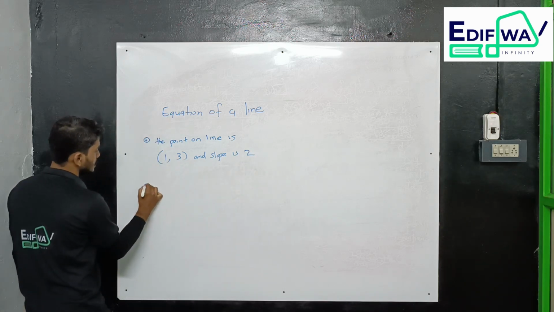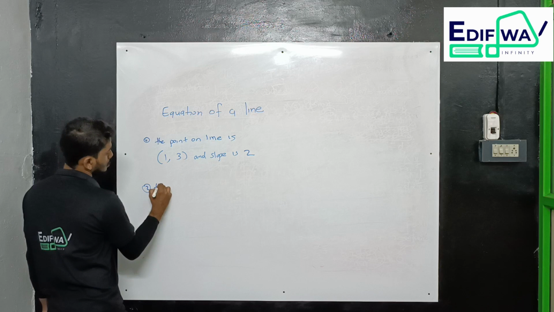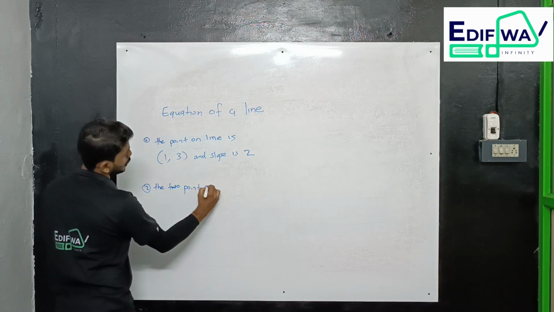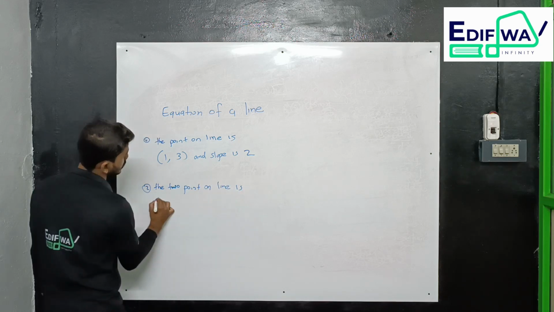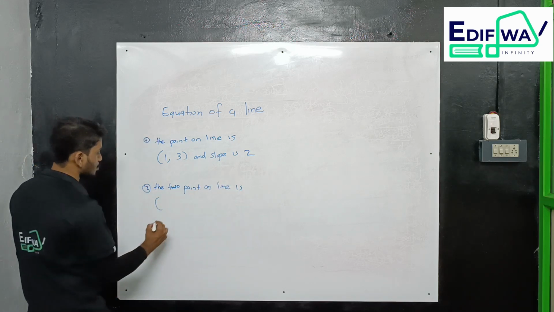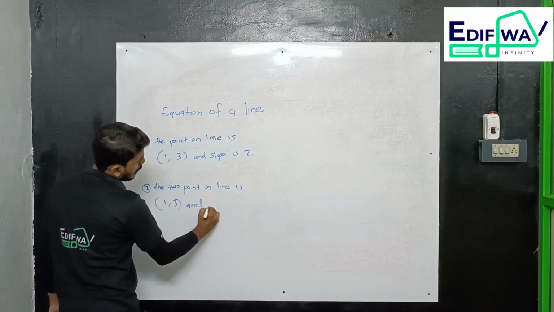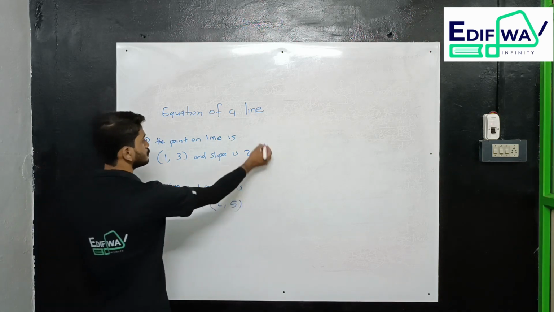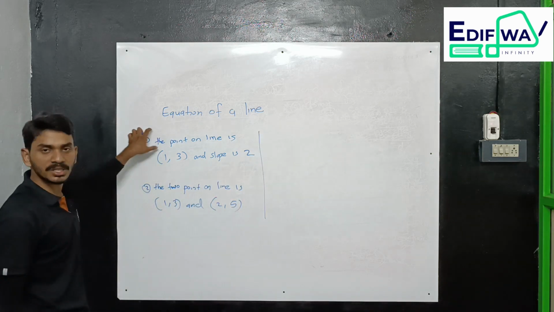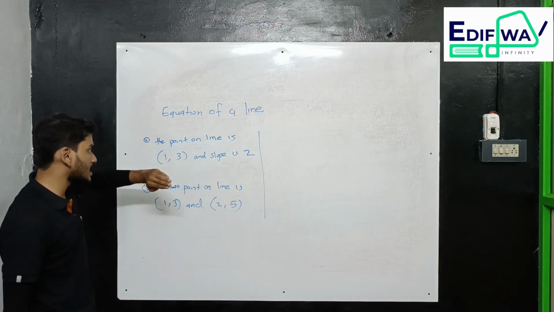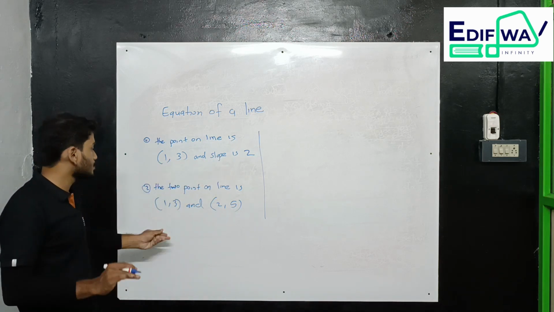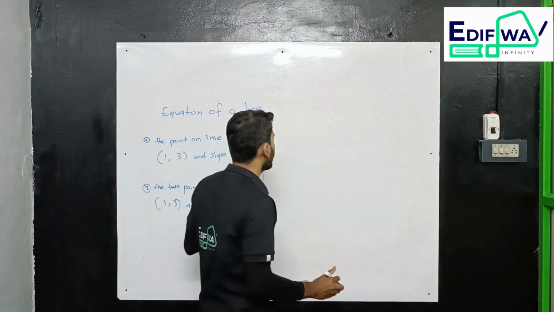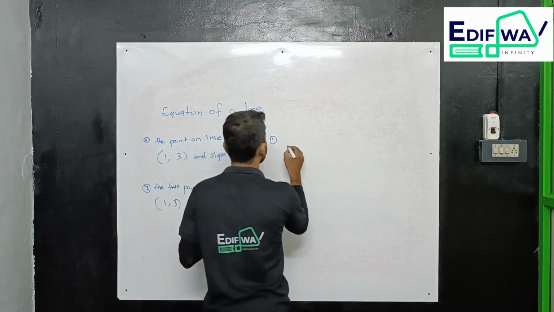The second one is: 2 points on the line are, say, 1, 3 and 2, 5. So here in the first question, a point on the line is given and the slope is given, so it is 1-point form. Here 2 points on the line are given, hence it is 2-point form. Is that clear? Okay, so let's go.